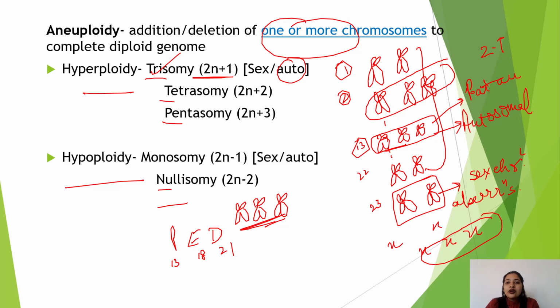Why autosomes? Because pair number 1 to pair number 22 are autosomes. So autosomal aberration. Sex chromosome means the 23rd pair, if in spite of 2 X you have 3 X, or if you have X chromosome and Y chromosome and one more Y. So it is trisomy of sex chromosomes. Clear to all of you?